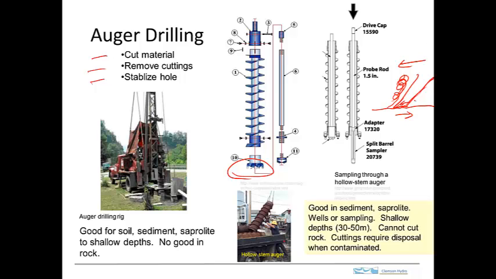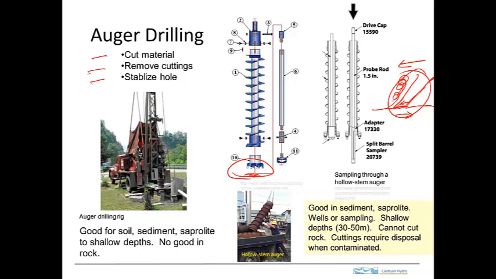So the disruption process is happening in shear, and that works just fine so long as the particles are not really stuck together very well. And in sediment and saprolite, that's the case. So this cutting bit right here rotates, and you can see there are many of these teeth. So it rotates, that cuts the material, loosens it, disrupts it, what have you.